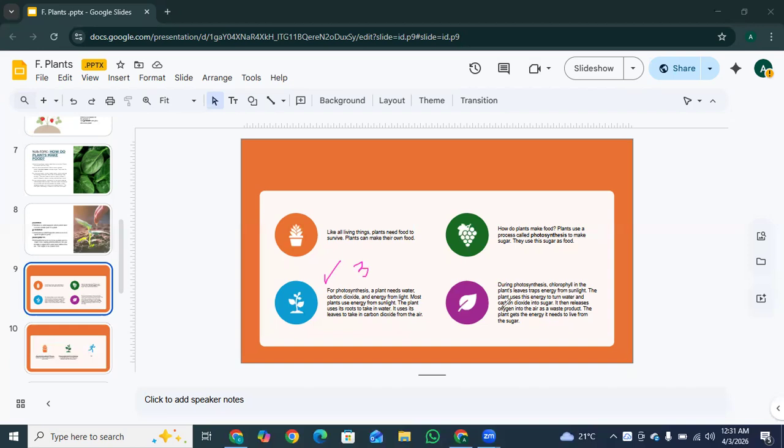Okay. The fourth one is, during photosynthesis, chlorophyll in a plant's leaves traps energy from sunlight. Chlorophyll is basically the secret ingredient of the plant. The plant uses this energy to turn water and carbon dioxide into sugar. It then releases oxygen into the air as a waste product. The plant gets the energy it needs to live from the sugar.